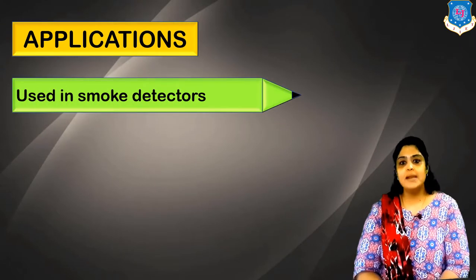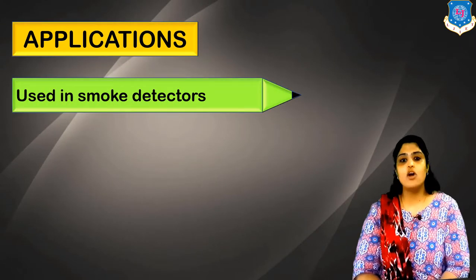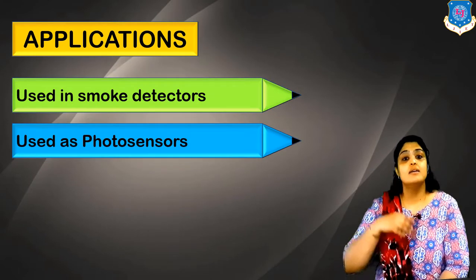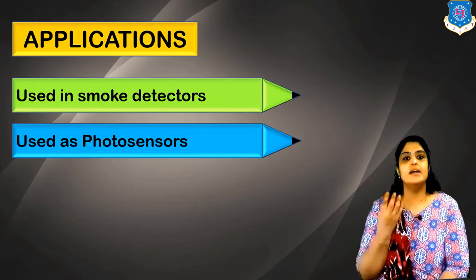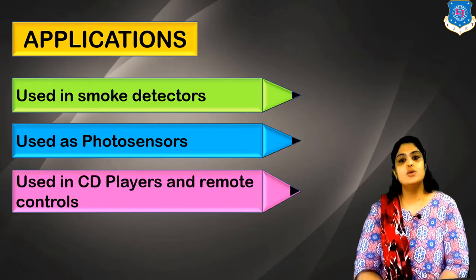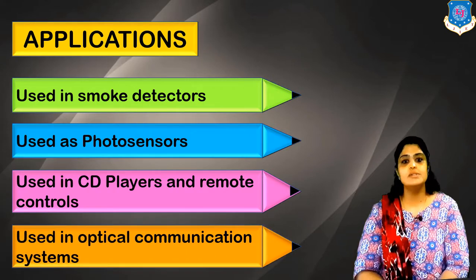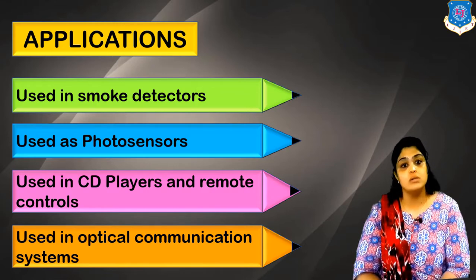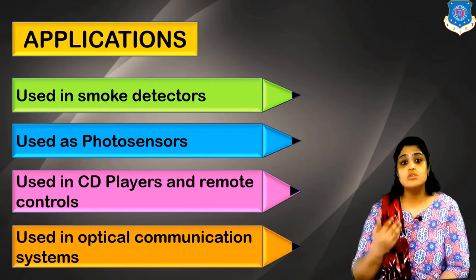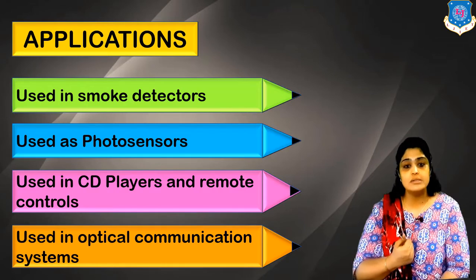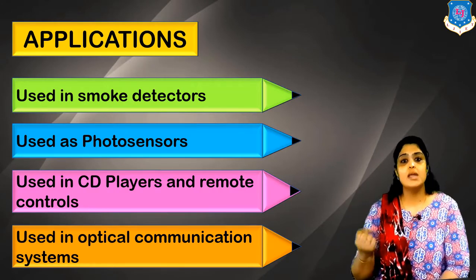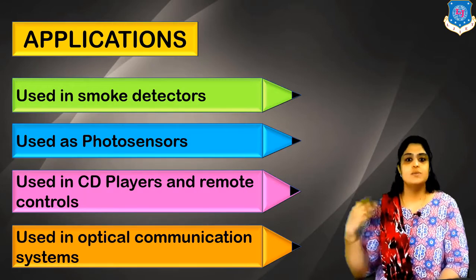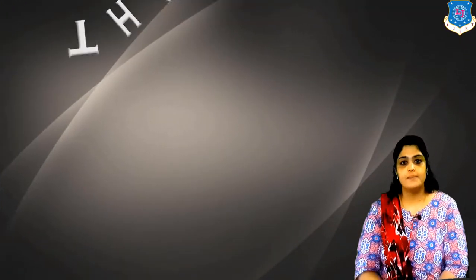Now let's discuss some applications of photodiode. They are very commonly used as smoke detectors. They are used as photosensors. The basic use is nothing but detection of light. Then they are used in CD players and remote controls, and they are also used in optical communication systems. The fiber optic communication system also uses photodiode. What is the use of photodiode in an optical communication system? The output from the fiber optic cable is in the form of light. So to detect that light, photodiode is used. So these were some of the applications of photodiode.